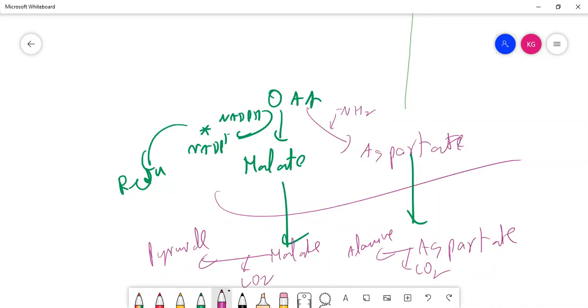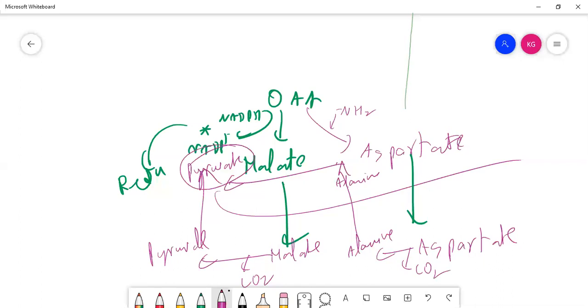ठीक है, and this alanine can move back. यहाँ पे pyruvate वापस चला जाएगा, यहाँ पे alanine वापस चला जाएगा, and alanine in mesophyll can again be converted to pyruvate. तो end में हमें pyruvate ही मिलेगा. Finally we get pyruvate, whether it is pyruvate coming back or whether it is alanine coming back. Alanine would also be converted to pyruvate.